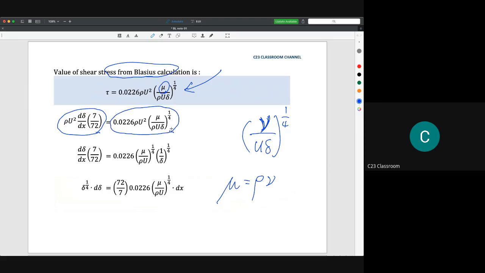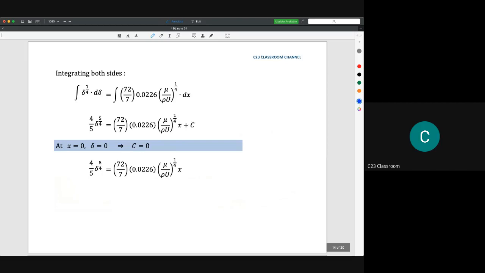So then what we do is we bring the terms of delta to the left side, and we bring everything to the left side here. Then we integrate both sides. So finally we could get this term. For sure, we have the integral constant here, and then we substitute the boundary condition. I think the boundary condition is familiar to you. If x equals 0, delta is equal to 0, then the value of c is equal to 0. Now our equation becomes like this.